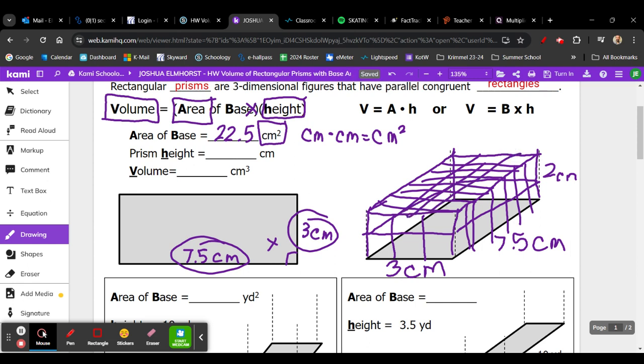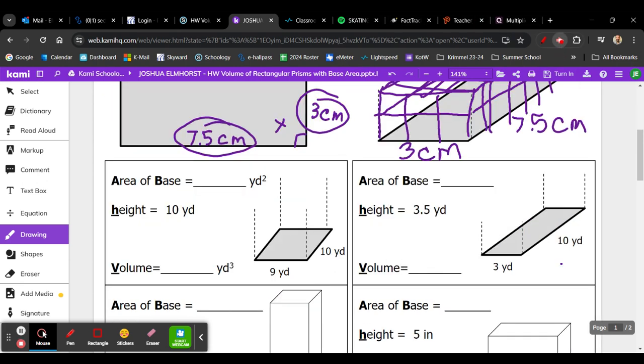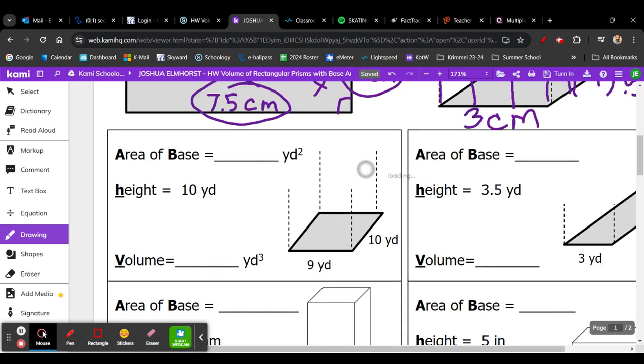So how many total cubes would we need to fill up this shape? Now the height is 2. The base area is 22.5. So if we multiply area times height, we're going to get volume. How many little cubes would you need? 45. That's a lot. So we went through the first example. Now let's go through 2 more examples together.